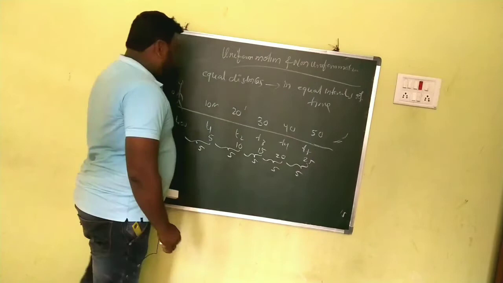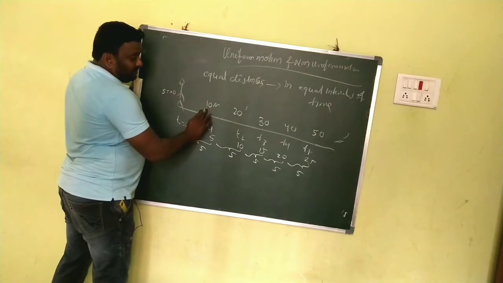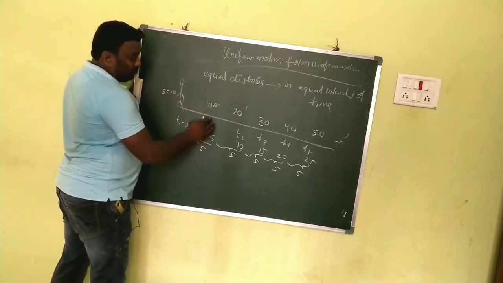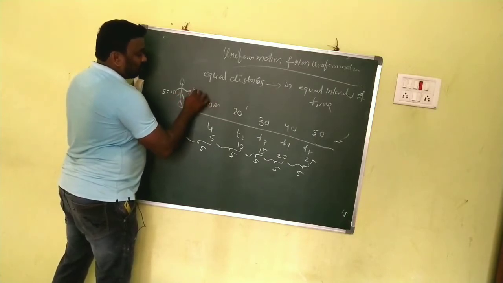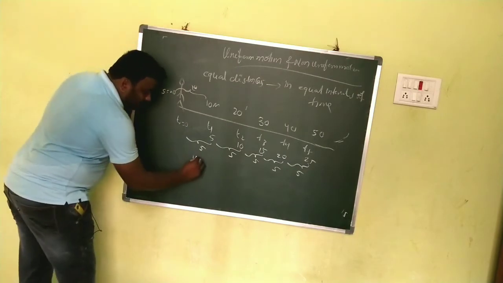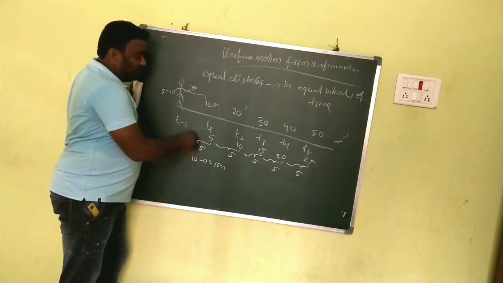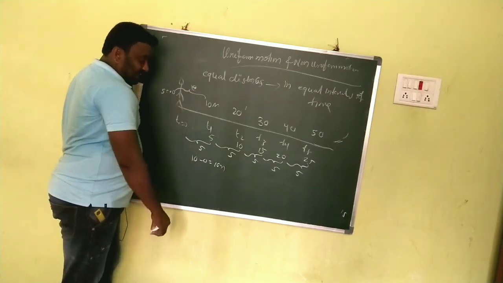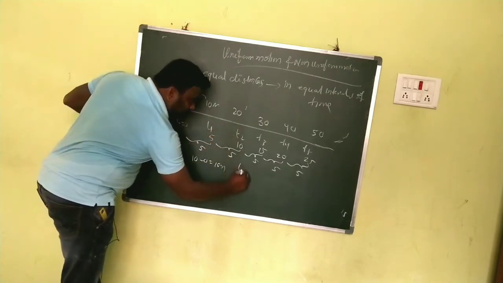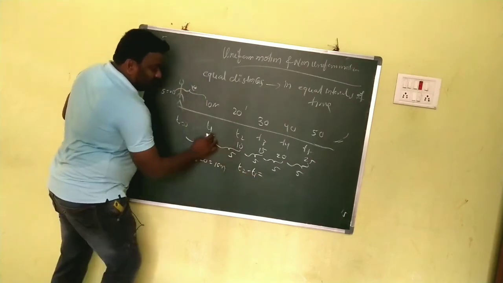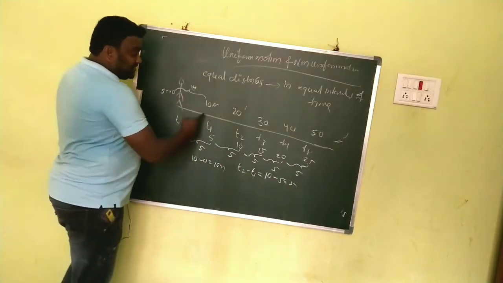Clear? Now when time t is 0, s is 0. When time t is 5, here we have 10. So the difference is 10 minus 0, that is 10 meters. So time is 5 seconds and distance covered is 10 meters. Next, the second interval, t1 to t2. The time difference is t2 minus t1, that is 10 minus 5, which is 5. Then how much distance is there?